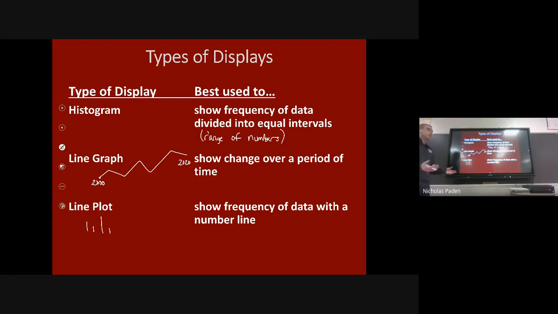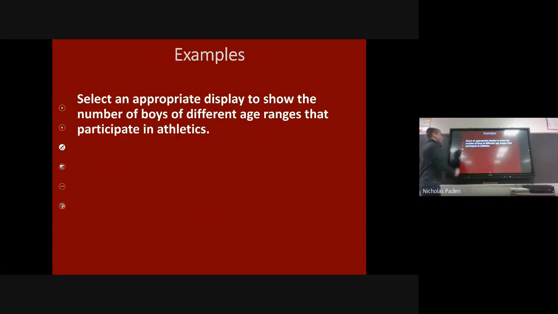Okay, so those are all the different types of displays. So as we answer our questions today, all of our answers are going to come from one of those. Okay, so we've got our first one here.